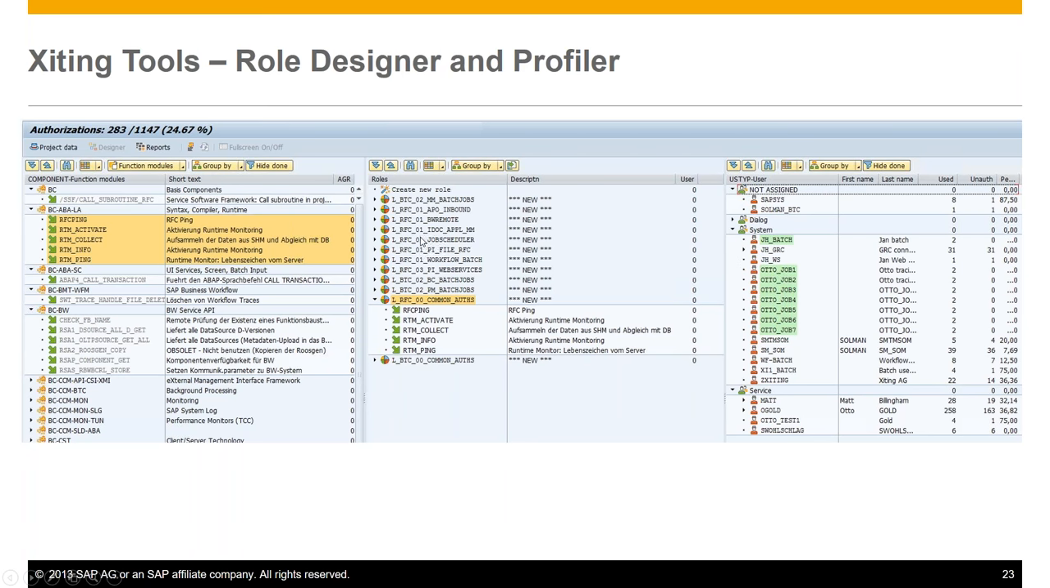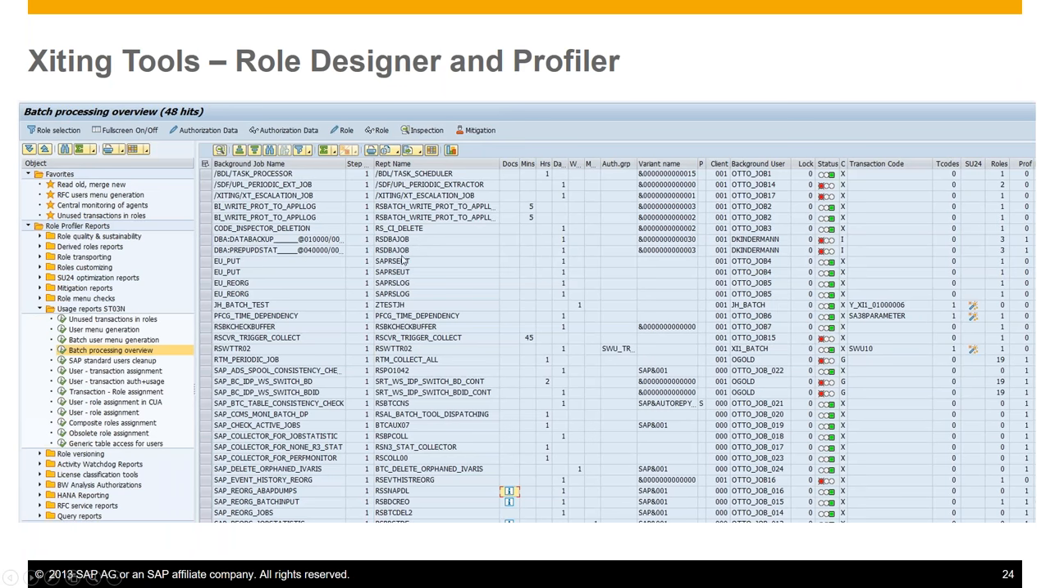So one can model it until one is happy and only then transfer it into AC24. Then within the role profiler, we also analyzed the batch jobs and used the approach there that we split them by module. That's primarily because Daimler had a central batch administration for the users.